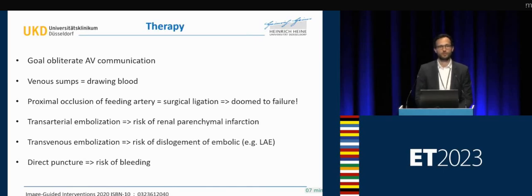Concerning our transarterial path, you have to keep in mind that, of course, we have a risk of parenchymal infarction. And if we take the transvenous route, there's, of course, the risk of dislodgement of the embolic agent that we're using, for example, causing lung emboli. But we also have direct puncture, to directly puncture the AV malformation, but that comes with an increased risk of bleeding and injury of the organ.